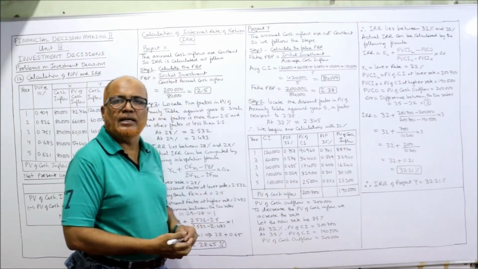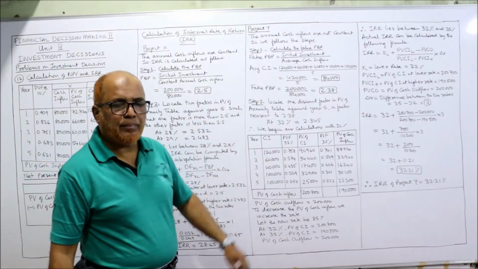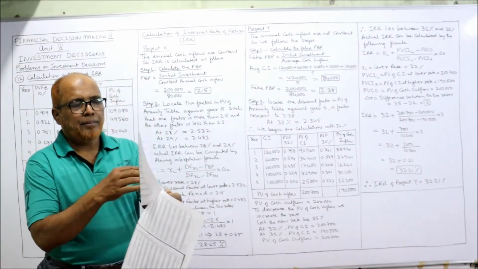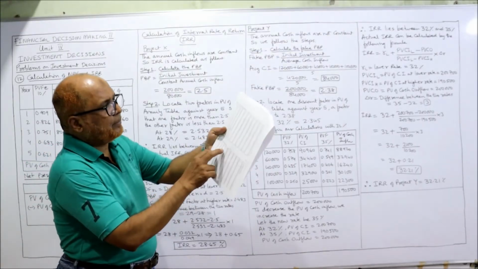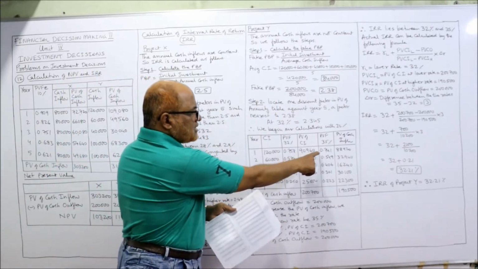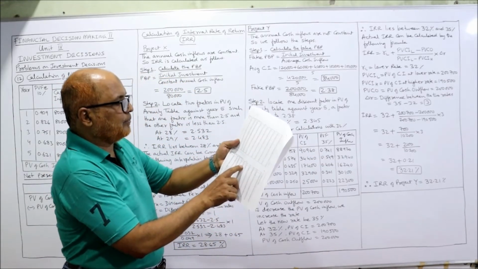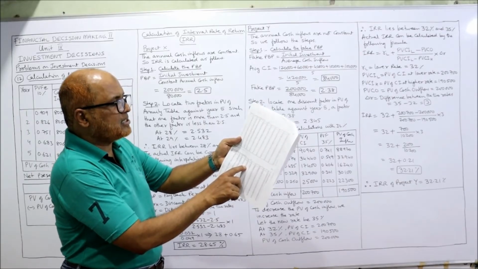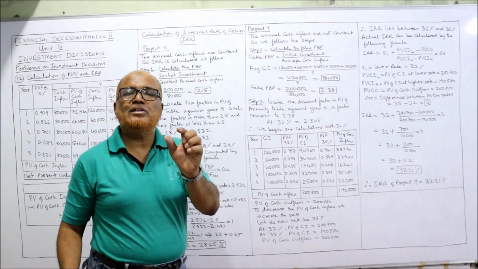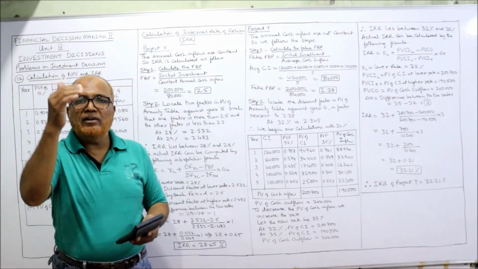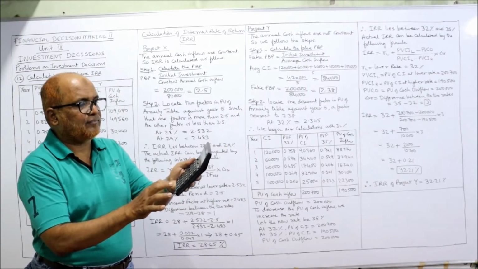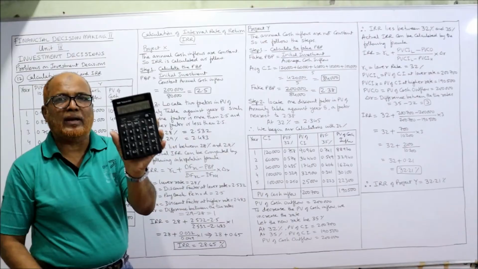PV of cash inflow. Now multiply 35%. Again you refer to the PV of rupee 1 table. At 35% you can see 0.741, 0.549, 0.406, 0.301, 0.223. Or else 35 means 0.35. 1 divided by 1.35 is equal to 0.741. You can see here.